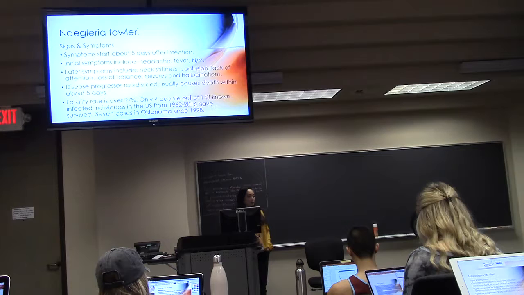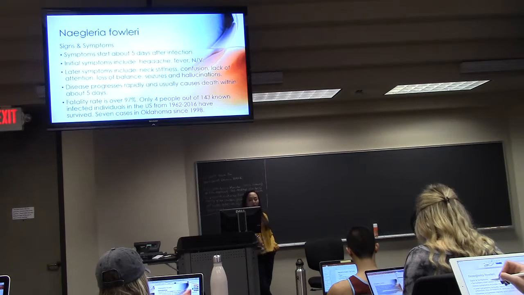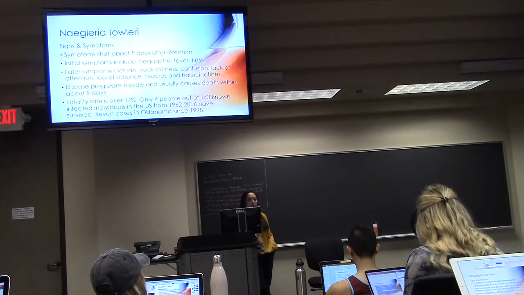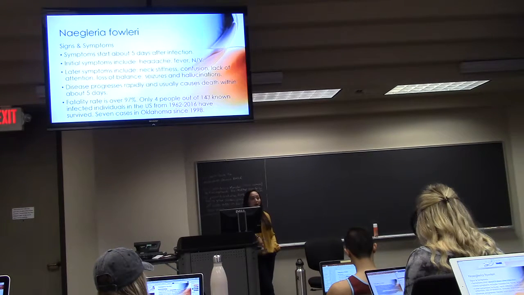Signs and symptoms usually occur about 5 days after infection. Usually you can just have headache, fever, nausea, vomiting, so differentials could be just a migraine or a common headache. Then later you have symptoms of neck stiffness, confusion, lack of attention, lack of balance, seizures, and hallucinations. So what differential would you have in this one? Meningitis? Meningitis, yes.